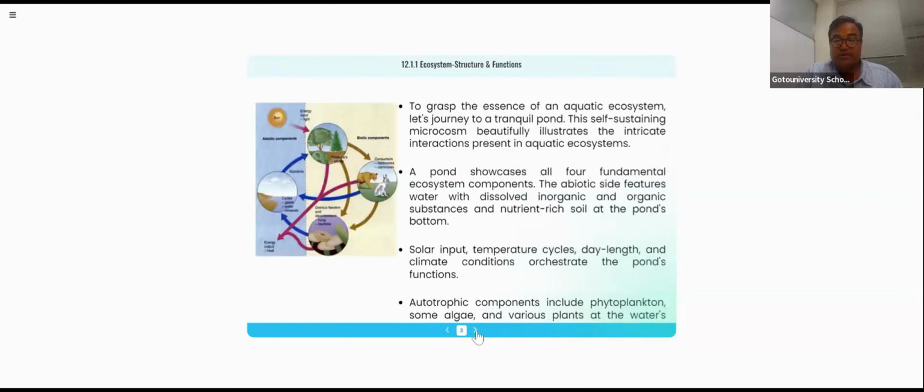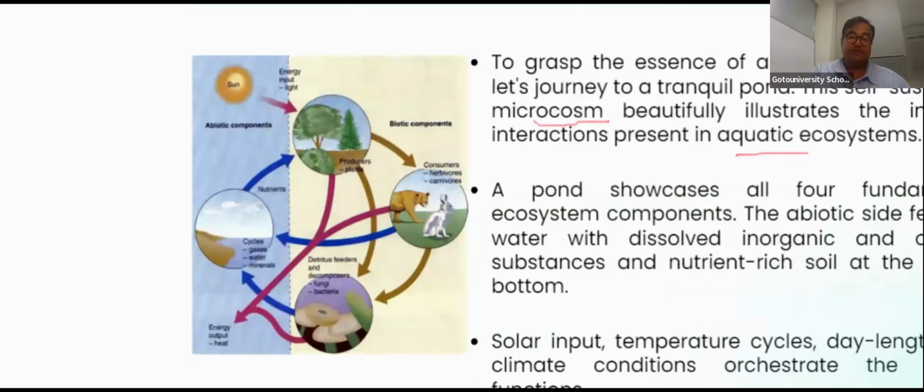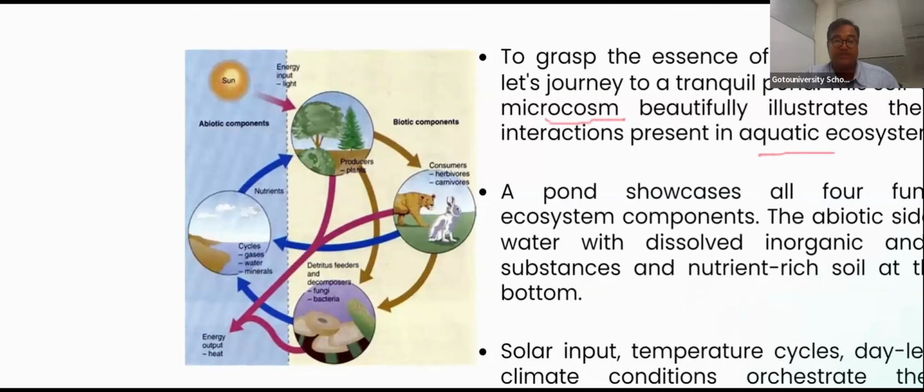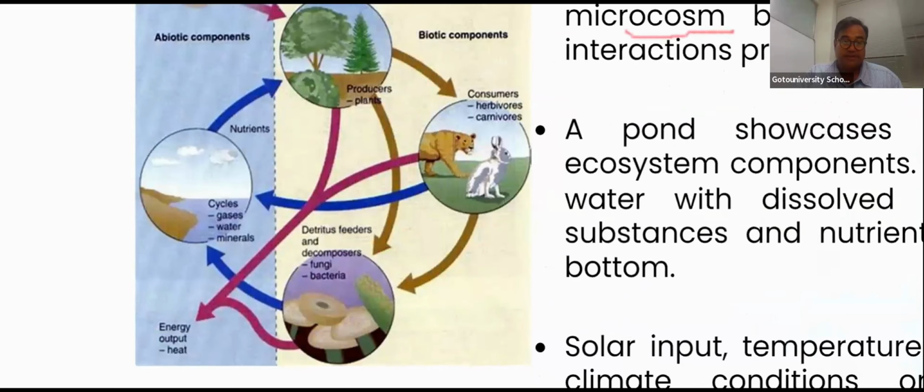Before entering into the ecosystem structure and function, to grasp the essence of the aquatic ecosystem, let me have an example discussion on a tranquil pond. This self-sustained microcosm beautifully illustrates the interactions present in an aquatic ecosystem. So here, how one species is evolving into different species, and how one species is interacting with other species, we are going to discuss in this time.